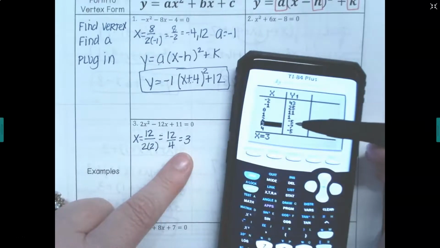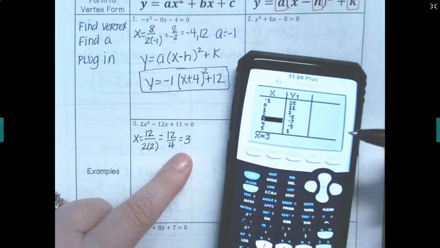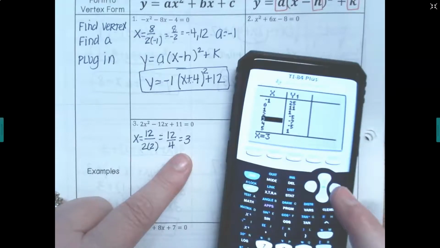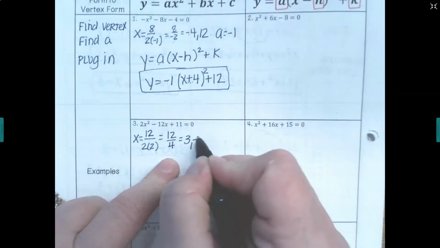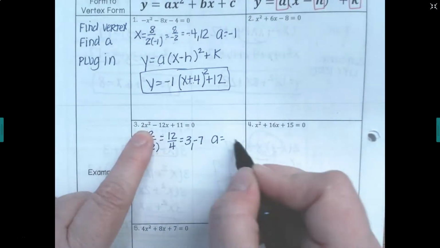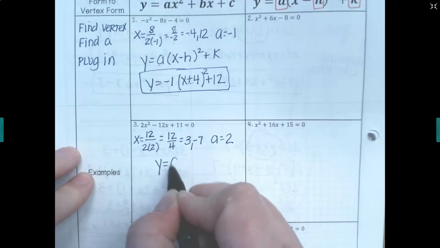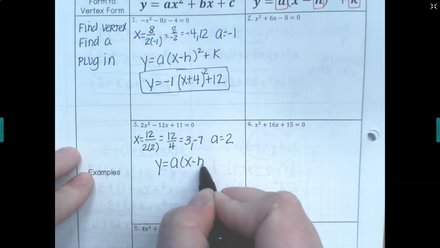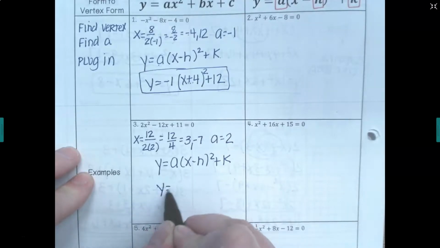If I look above and below, I have the same number because my quadratic pattern is showing up. You see how it's symmetrical going out from the vertex. So when x is 3, y is -7. So I have my vertex, and my a value in this case is a +2. So remember, we're going to plug it into this form. Okay, so your a is +2.